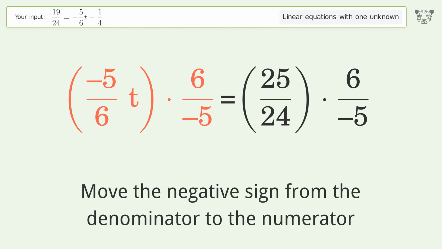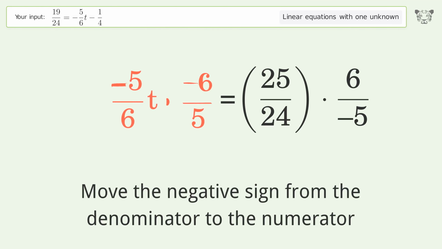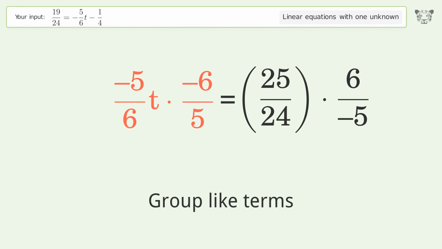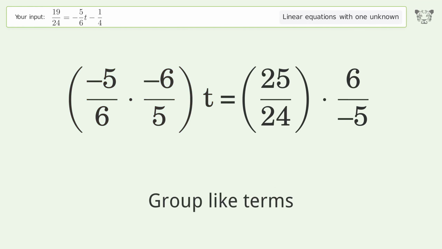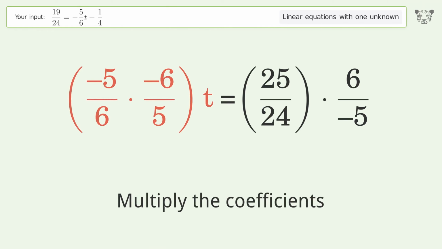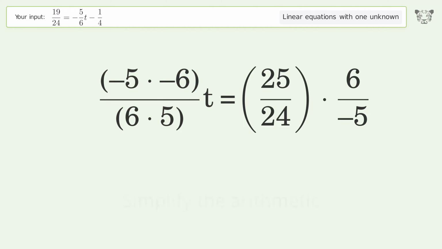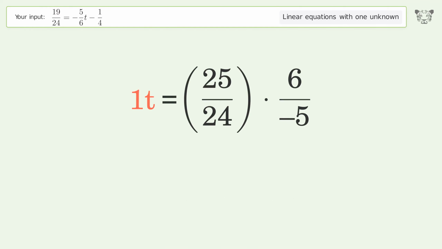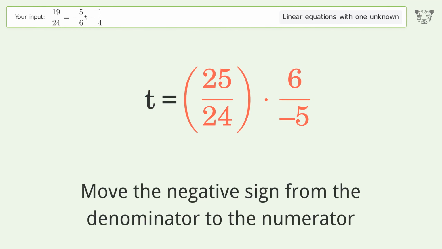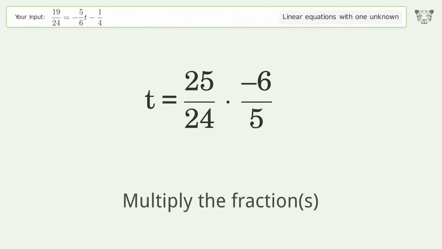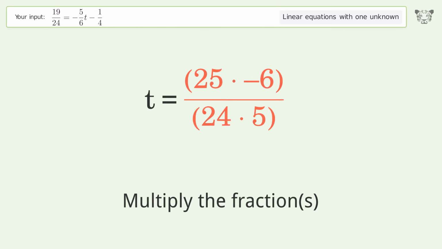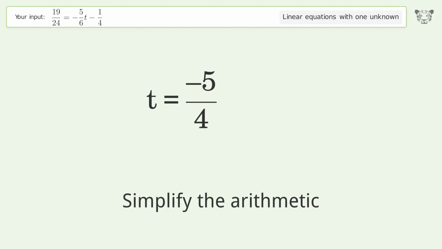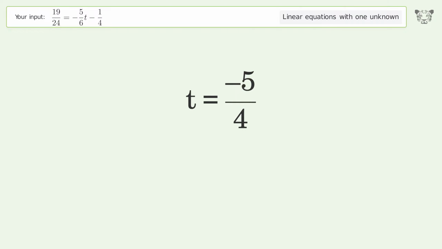Move the negative sign from the denominator to the numerator. Group like terms. Multiply the coefficients. Simplify the arithmetic. Move the negative sign from the denominator to the numerator. Multiply the fractions. Simplify the arithmetic. And so the final result is t equals -5/4.